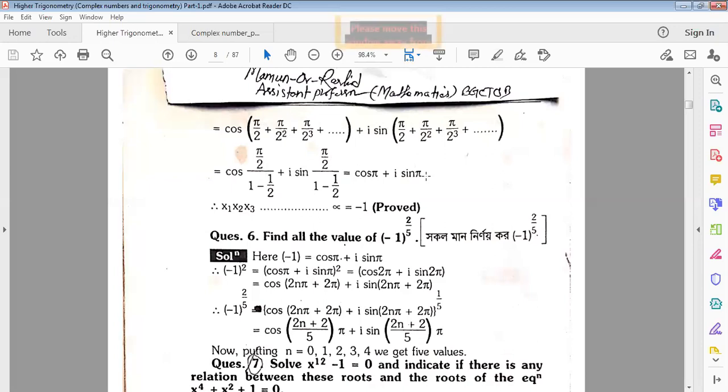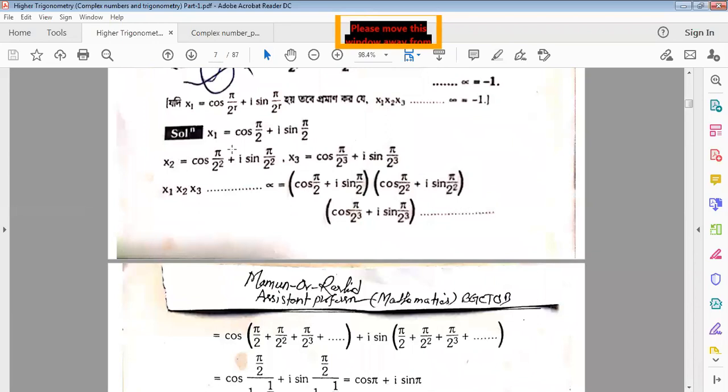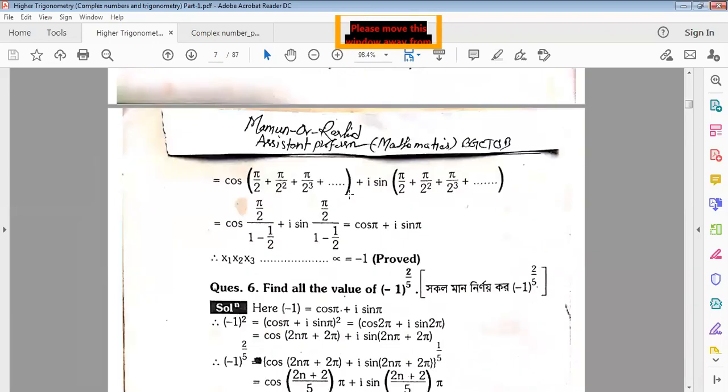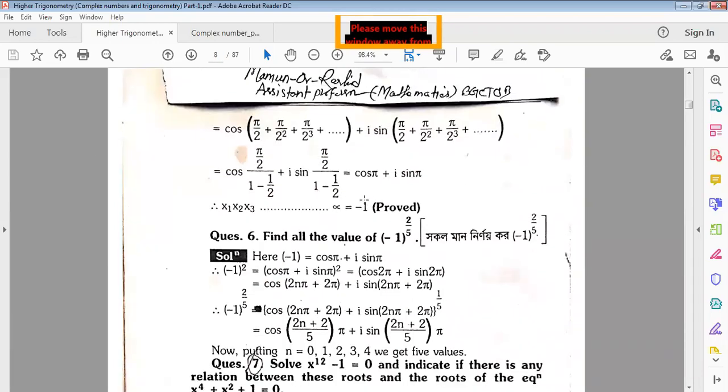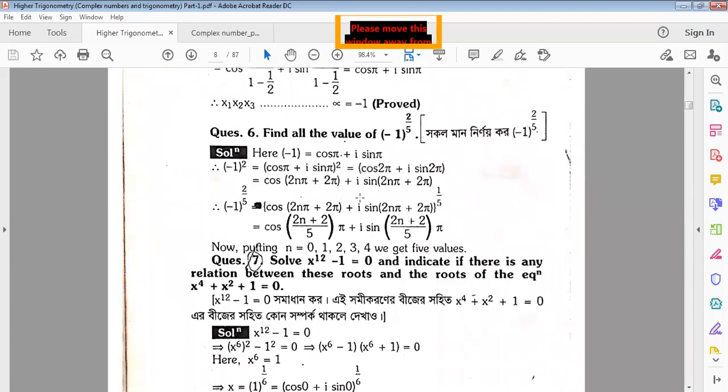If you have to remember it, cos pi equals -1 and sin pi equals 0. This way, the whole multiplication left-hand side equals only -1. Clear?